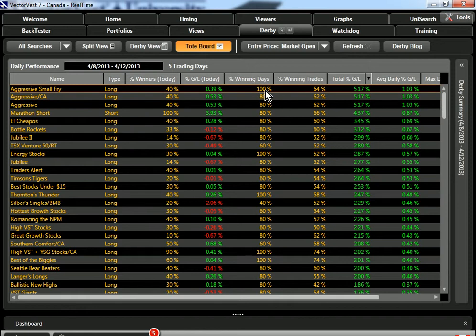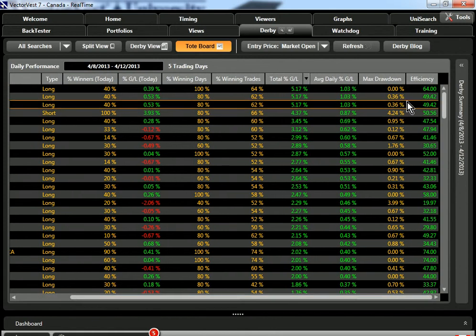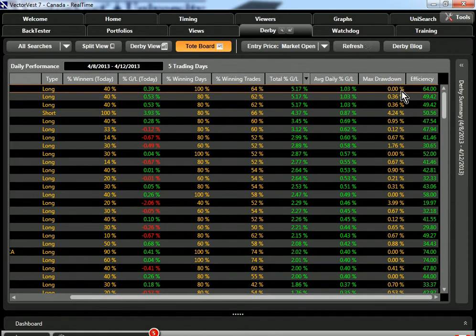100% winning days over the last 5 trading days, and 64% winning trades over that same 5-day period. It's important to remember that these are cumulative results in that it opens and closes a basket of stocks each and every trading day. That resulted in a 5.17% gain, an average daily gain of 1.03, and a max drawdown of 0 in this particular instance, which is phenomenal.